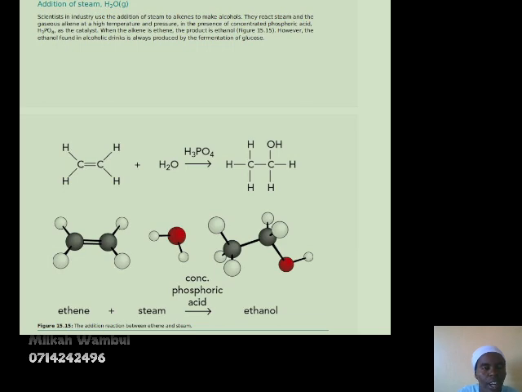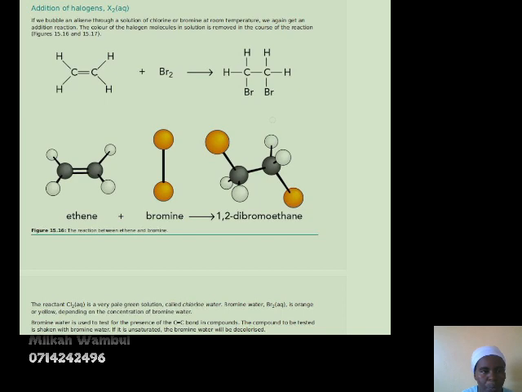So an example is displayed there, where you have an alkene, which is ethene, reacted with water in the presence of phosphoric acid, where the water is in the gaseous state, to form ethanol. So ethene plus steam forms ethanol, which is an example of an alcohol.